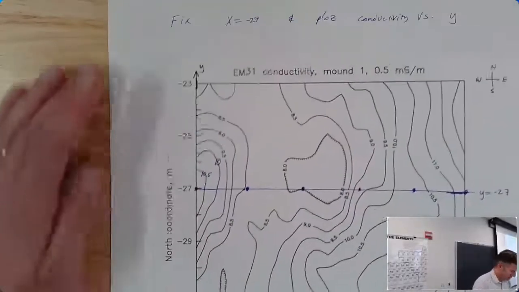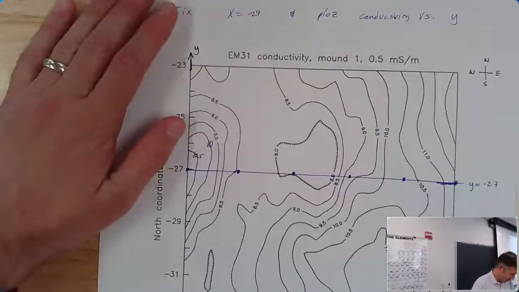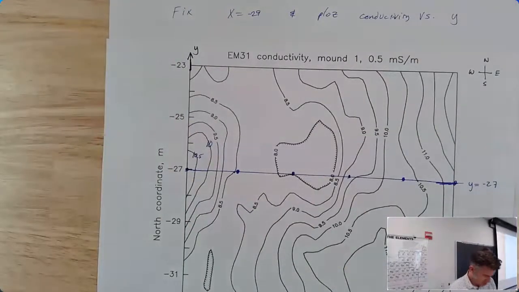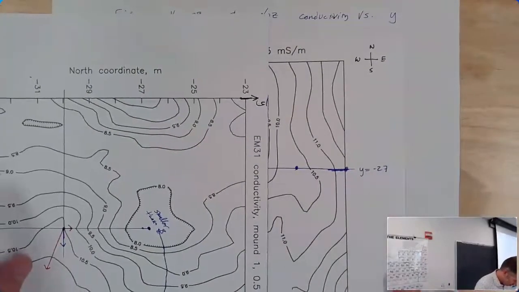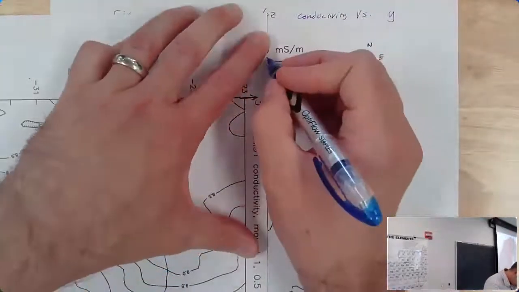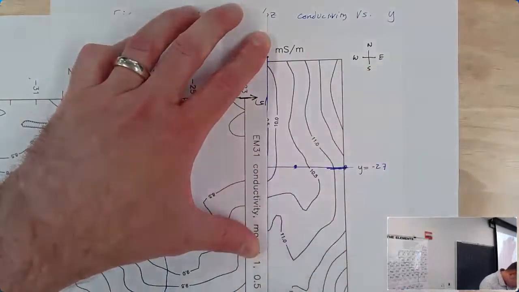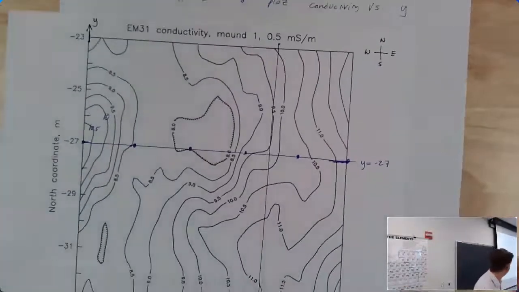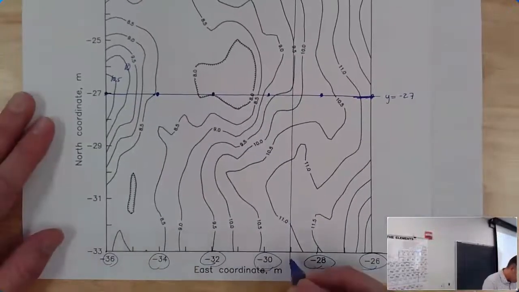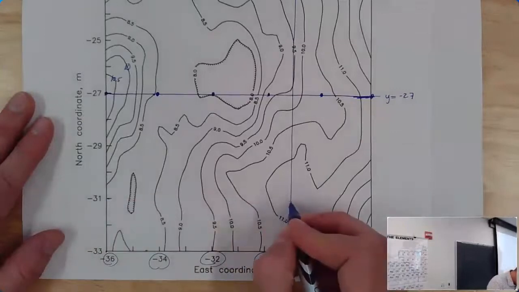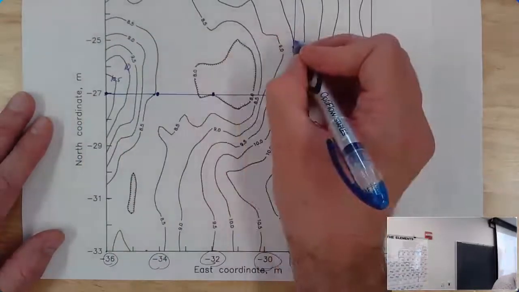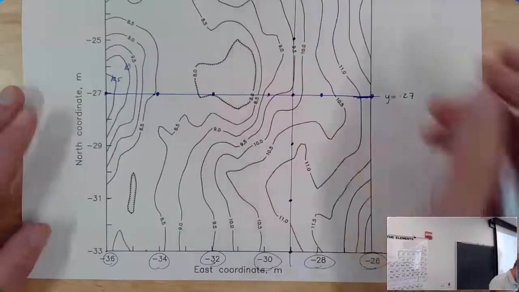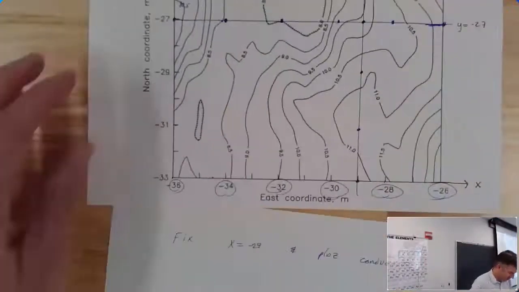So same idea. We're taking our curve and we're fixing x at negative 29. Sorry, we've got too many papers. Happens. So let's see, negative 29 is over here. I'm just going to look along this line, and I'm going to look at the corresponding y values. So here, and here, here, there, there, and there. Okay, let's see if we can graph this.